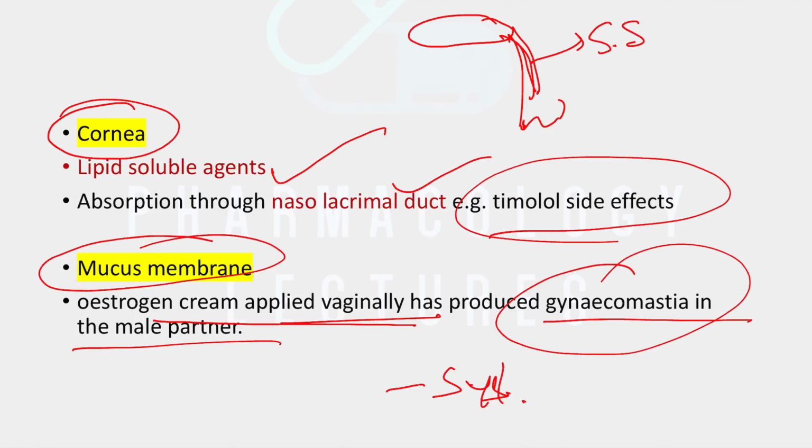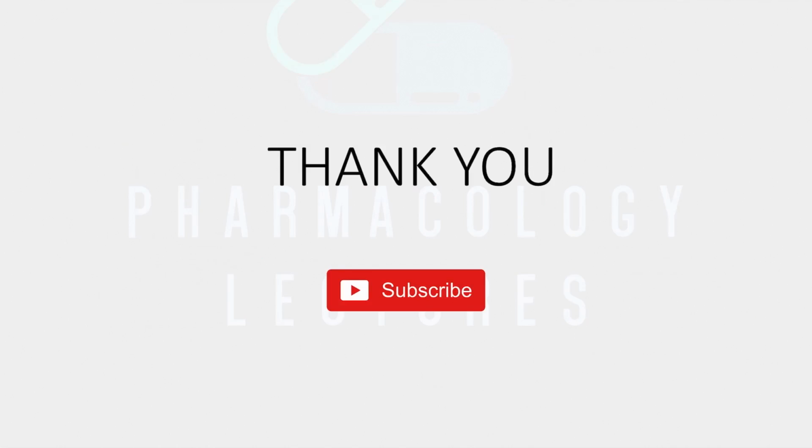That in a short nutshell is, if you give a drug topically, don't underestimate that the drug only acts locally. There are chances that some of the drug gets absorbed and produces side effects systemically as well. So thank you very much. This was all about the factors affecting absorption.